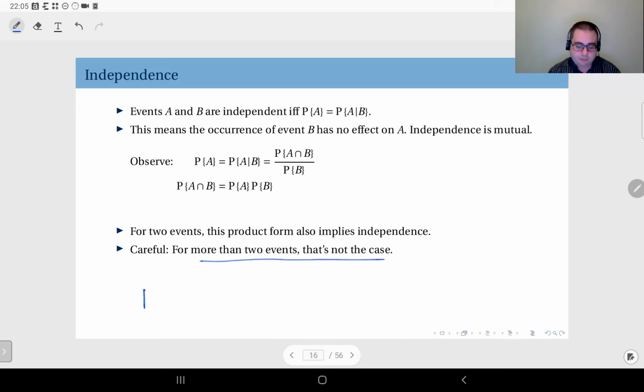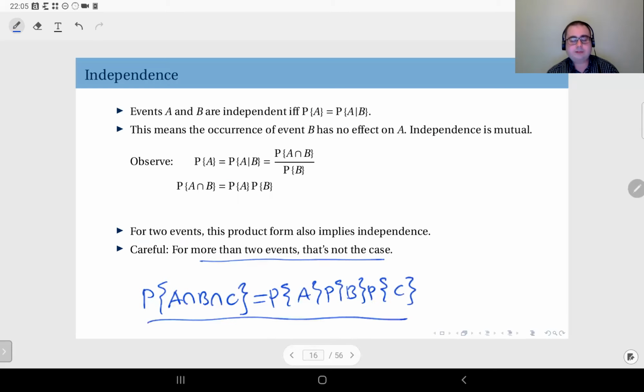Which means if you see that probability of A intersection B intersection C equals probability of A, probability of B, and times probability of C, if this is the case, you cannot say A, B, and C are independent, okay? It works the other way. If you know that A, B, and C are independent, this is the result. This is the consequence. But if this is true, it may be the case that they are not independent. Okay, it's not guaranteed.